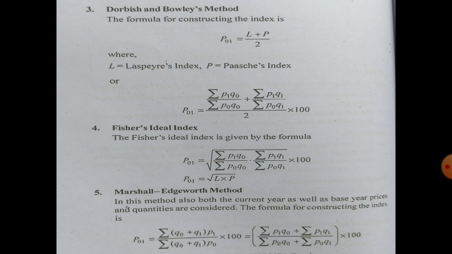The fourth one is Fisher's ideal index. The Fisher ideal index is given by the formula P01 is equal to square root of summation of P1 Q0 divided by summation of P0 Q0 into summation of P1 Q1 divided by summation of P0 Q1, into 100. The same thing, Fisher's ideal index means square root of L into P. That is, we have to find out the L value as well as P value, and then substitute. Finally, you have to find out the square root value.